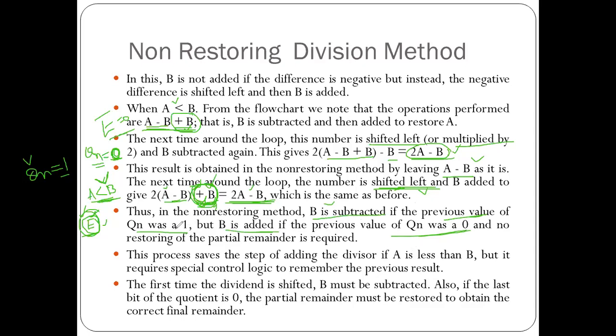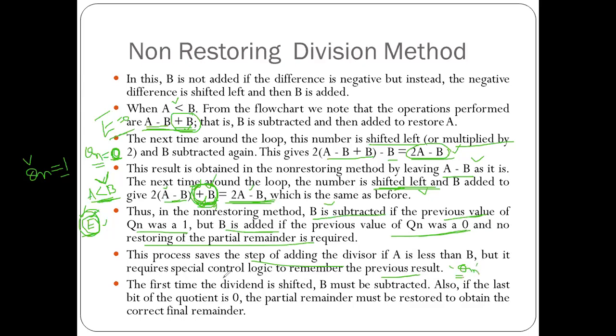Right? Okay. So in the non-restoring method, B is subtracted if the previous value of Qn was 1 and B is added if the previous value of Qn was 0. Here there is no need of restoring the partial remainder, right? So this process saves a step of adding the divisor if A is less than B. But it requires a special control logic to remember the previous result. We should know what is the previous result.